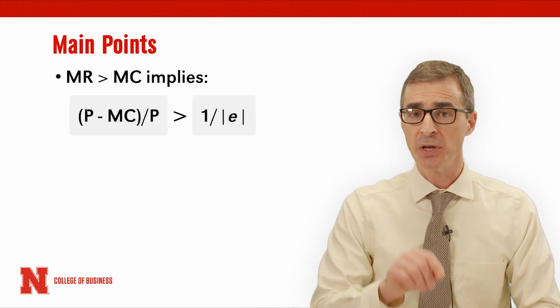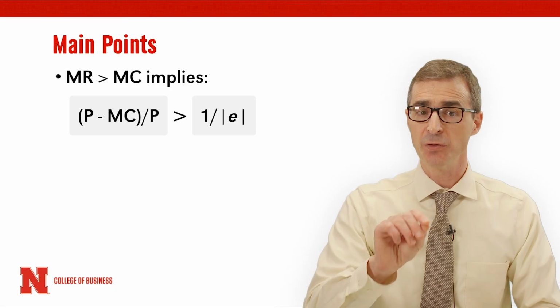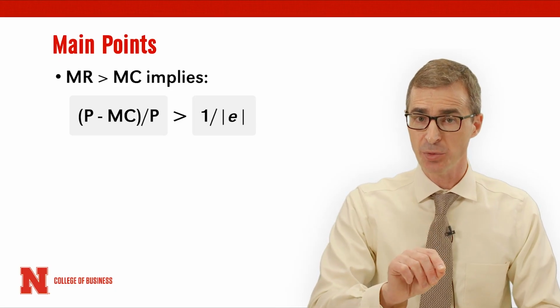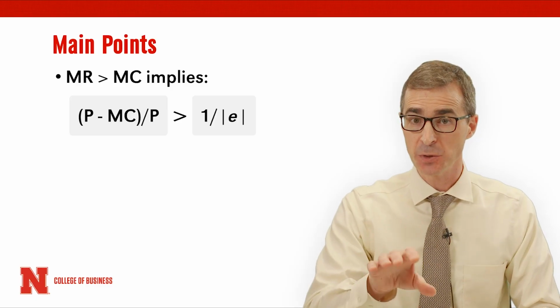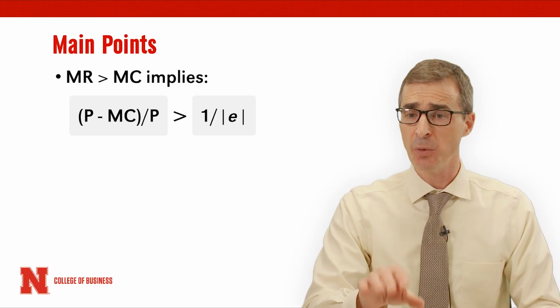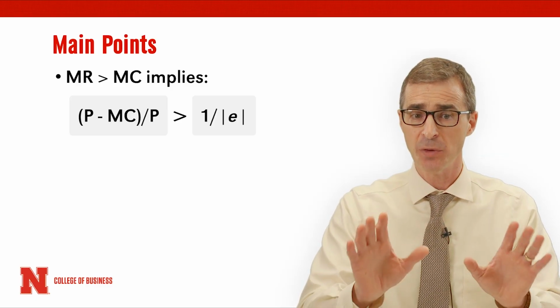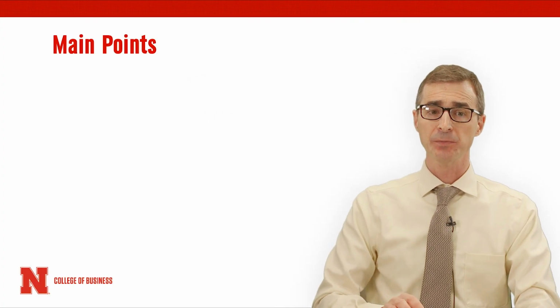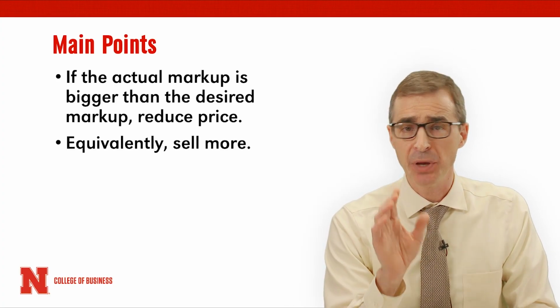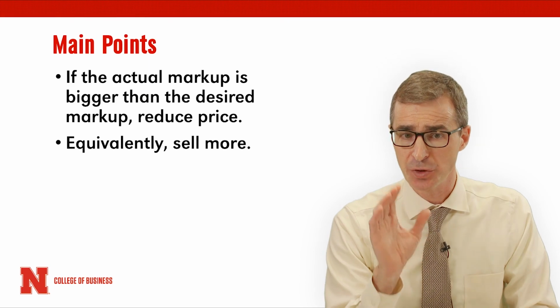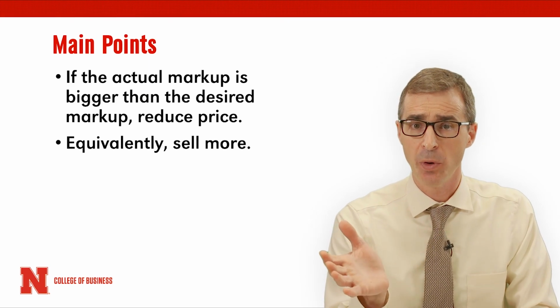But this expression is going to become very, very useful. The price minus marginal cost over price, or actual margin, compared to 1 over the absolute elasticity of demand, the optimal margin. This is an indispensable formula. It will become very, very useful. So if the actual markup is bigger than the desired markup, we should reduce the price or sell more.